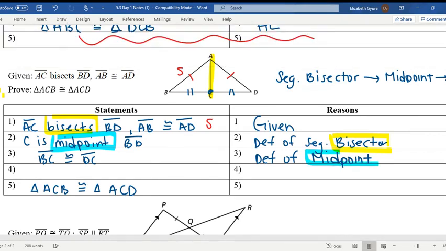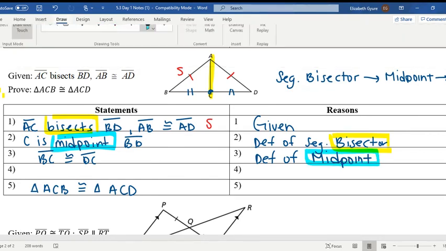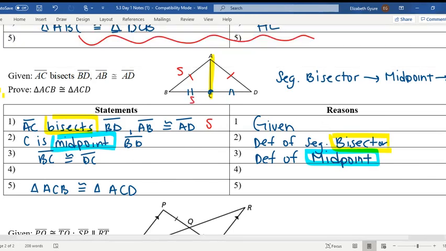So now we've used up our vocab, but take a look at our picture. We have a good start. We have a set of congruent sides with AB and AD, and now we have a set of congruent sides with BC and DC. We've used up our given, so now we've got to look at our picture. Does anyone see something in our picture that we can say is congruent?